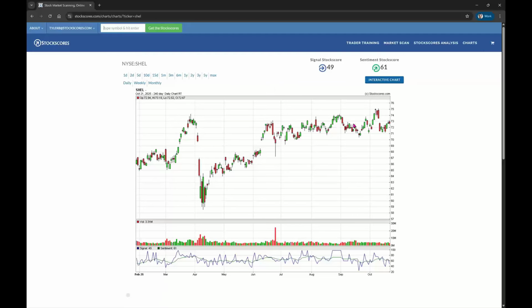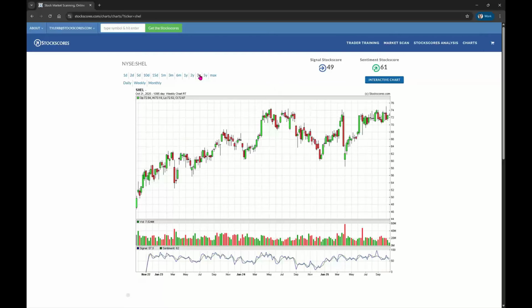But Shell as a long-term investment, it doesn't look bad. It doesn't look very exciting. I think if it starts to move through this ceiling price, 74, it gets a little more interesting. It has rising bottoms, so the buyers are in control. The stock scores are reasonably good. It just doesn't stand out to me as a stock that I would want to run out and buy. But if you're in it, I think it's a good hold.